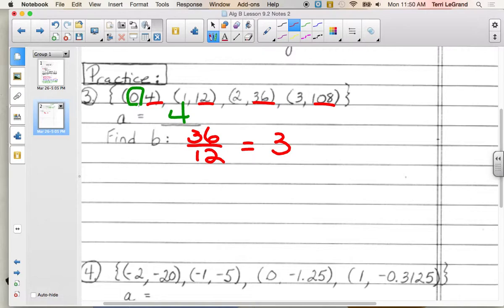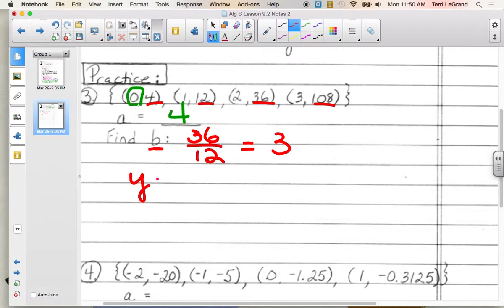Let's see if it works for the rest of them, just to make sure this is an exponential function. 12 divided by 4, what's that? 3. What's 108 divided by 36? Will you check it out for us? 3. Okay, so our constant ratio is 3. Remember, our constant ratio is our b value. This is how we find our b value: we find the constant ratio.